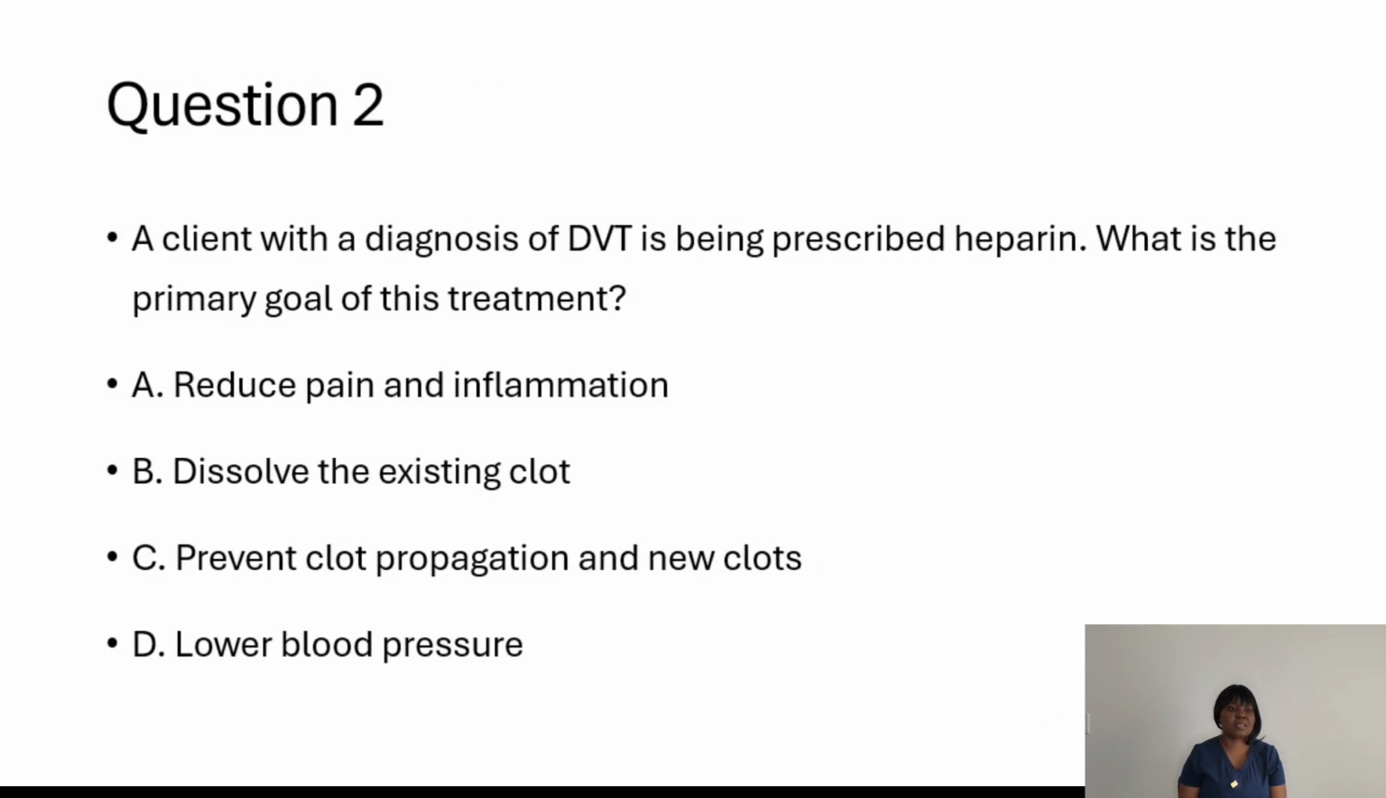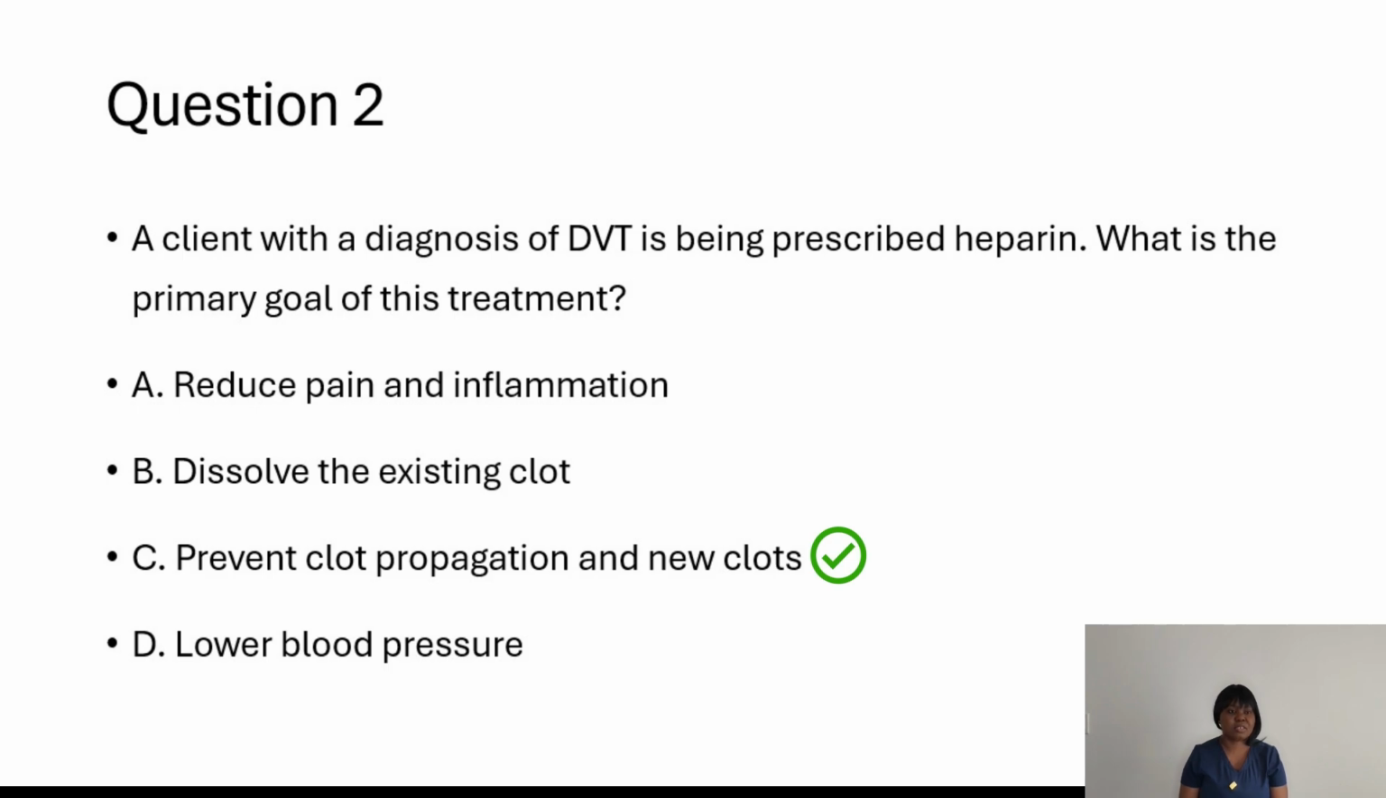It says, a client with a diagnosis of deep vein thrombosis is prescribed heparin. What is the primary goal of this treatment? So now, heparin is an anticoagulant. What does an anticoagulant do? Let's look at the options. A, reduce pain and inflammation. No. B, dissolve the existing clot. No, that would be the function of thrombolytics. C, prevent clot propagation and new clots.